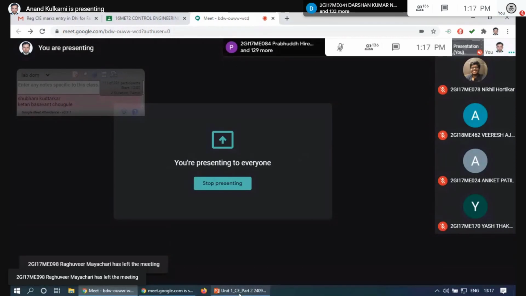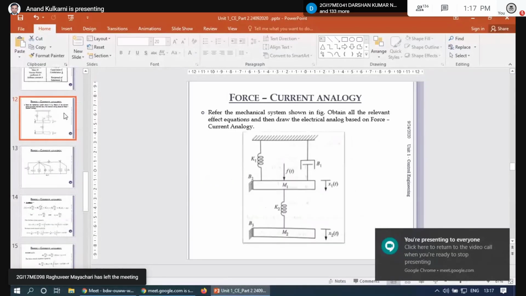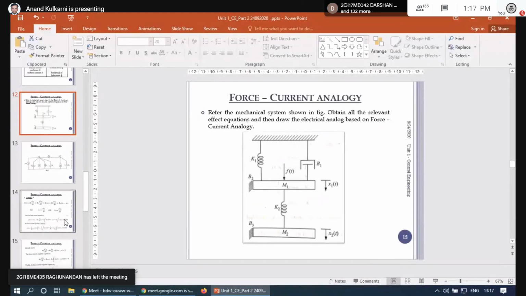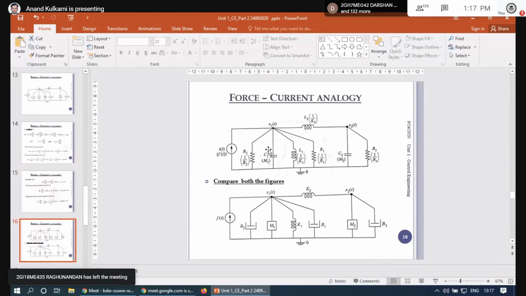Because here the question is what they have told. If you just see the question statement, obtain all the relevant equations. You will have to first deduce the equations, then you will have to write a relevant equation. Got it? Understood? Any other doubts?